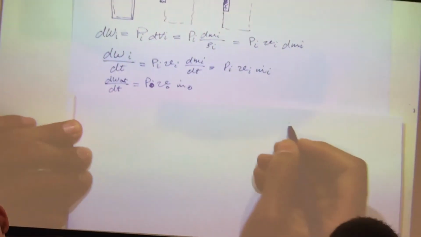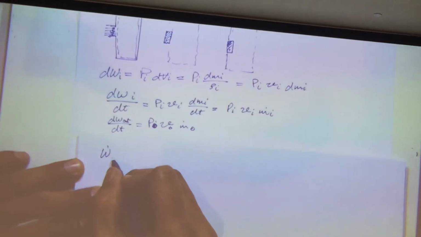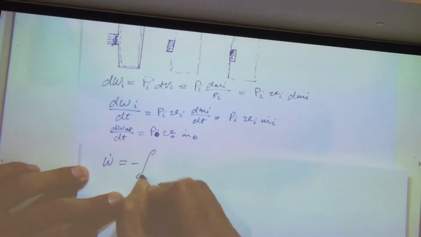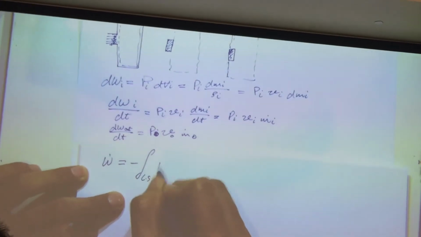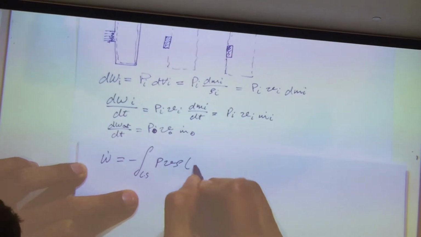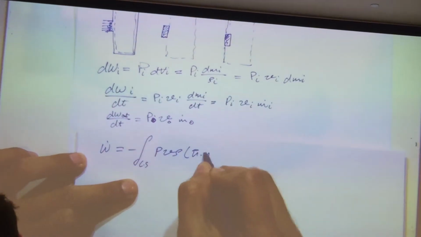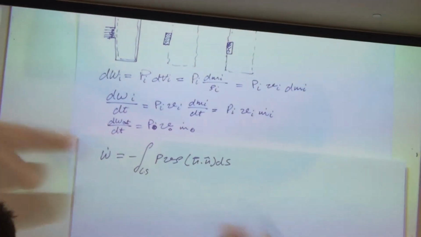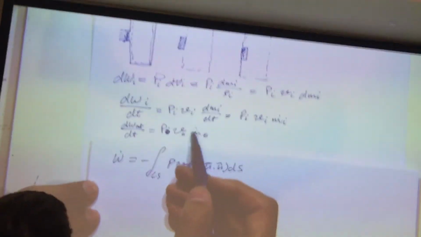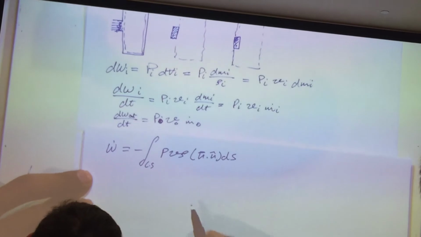I could just say work is equal to minus my control surface integration of P v rho, velocity, normal component velocity ds. So I'm just decomposing it into what goes in versus what goes out, and so on from there.